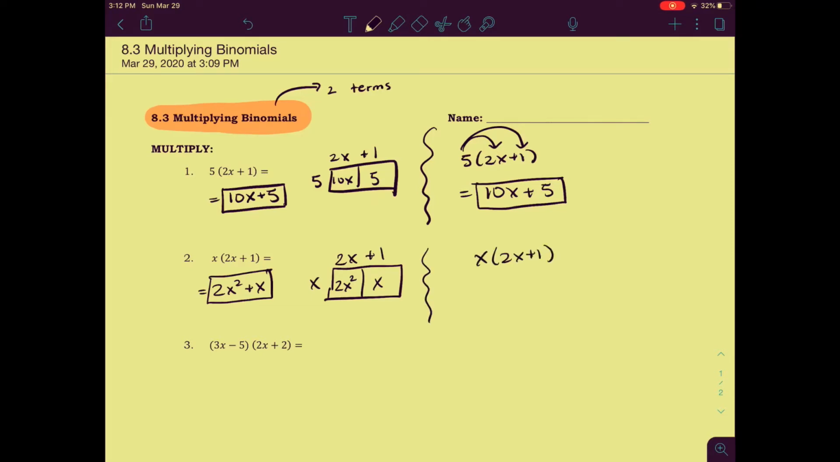If you did the distributive property, right, you did x times 2x, which gives me 2x squared. X times 1 gives me x, and you'd have got the same answer, right? So either method is fine.